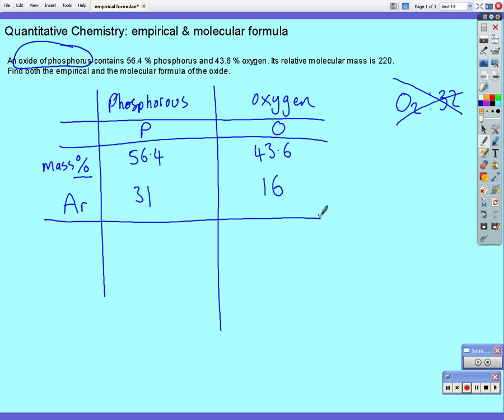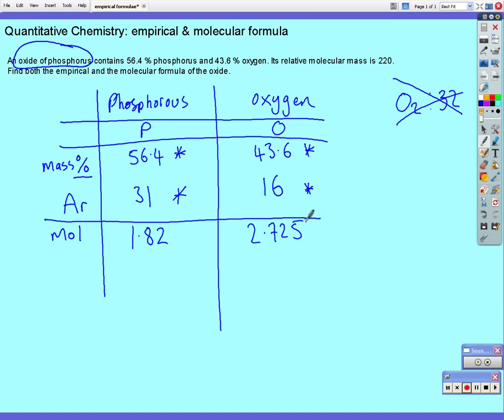Now, the reason we do that is to work out the number of moles of each substance. And we do that by dividing the percentage mass by the relative atomic mass. So divide this number by this number, and if you do that, you get a value of about 1.82 for phosphorus. And if you divide this number by this number to get the number of moles, you get about 2.725.